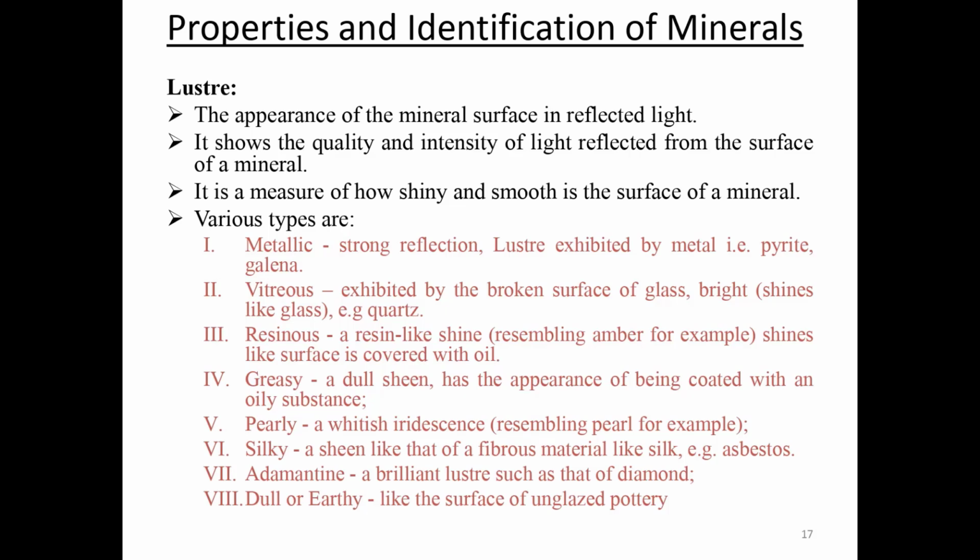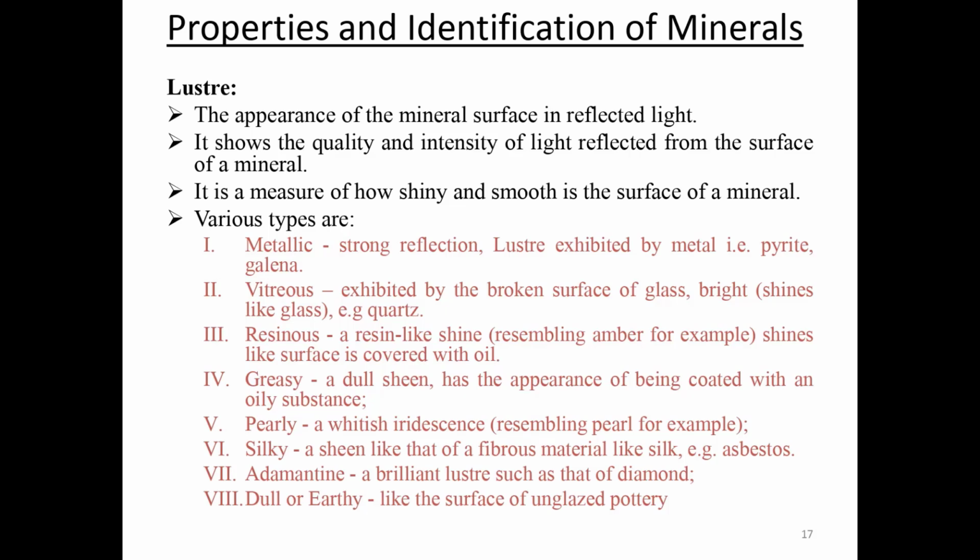Luster. The appearance of the mineral surface in reflected light. It shows the quality and intensity of light reflected from the surface of a mineral. It is a measure of how shiny and smooth the surface of a mineral is. Various types are: 1. Metallic, strong reflection, luster exhibited by metals, for example pyrite, galena. 2. Vitreous, exhibited by the broken surface of glass, bright, shines like glass, for example quartz.